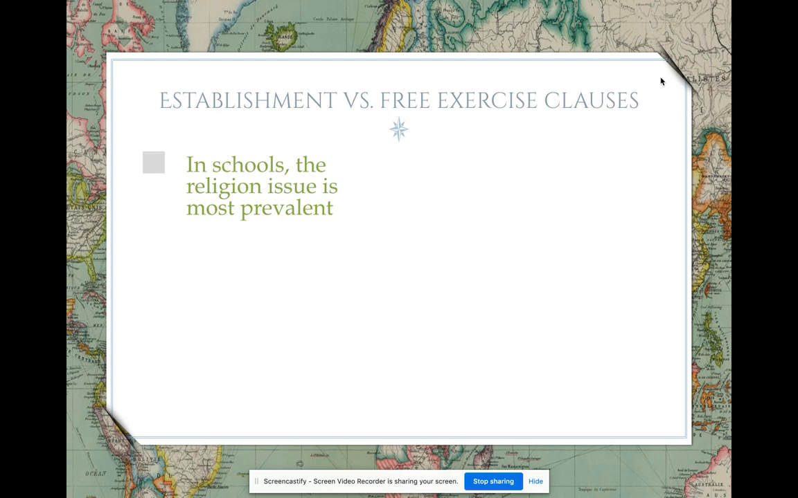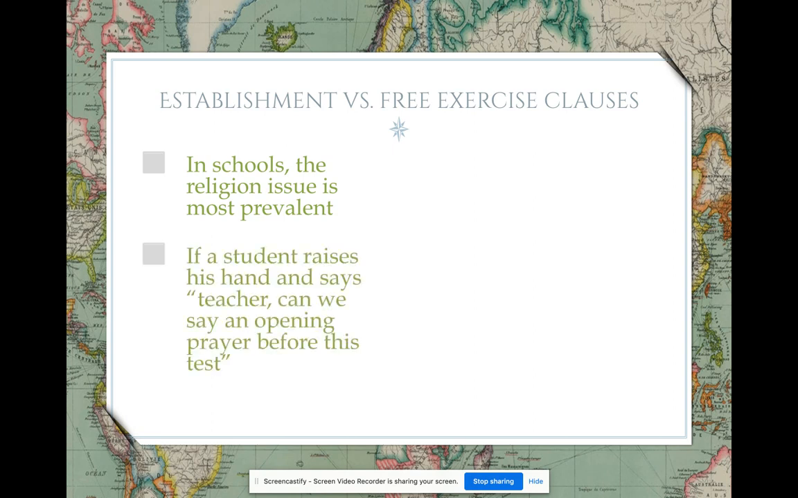for example, in schools, if there is a religion thing, a lot of times this comes up in schools. So this is one that you guys have to deal with. I've had to deal with this. I've had meetings and all kinds of craziness about it. But what it is, if a student says, "Hey, Mrs. Tom, can we say a prayer before we take this test? Because Lord knows I need all the help I can get."